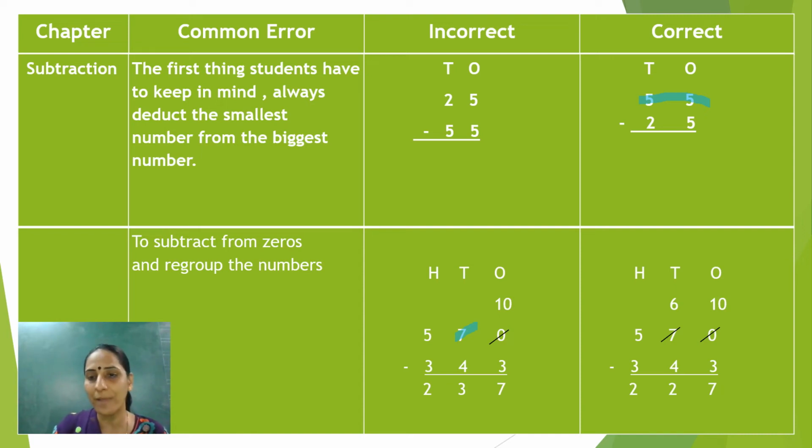And what is the correct method? If they have to do 570 minus 343, right? So they have to cut the 7 first and then write down 6 over there. So they are borrowing one from the 7 and writing it with the 0, right? So that 10 forms over there, and 10 minus 3 gives 7. Now 6 minus 4 equal to 2 and 5 minus 3 gives 2, right? So this is the proper method they have to do the subtraction.